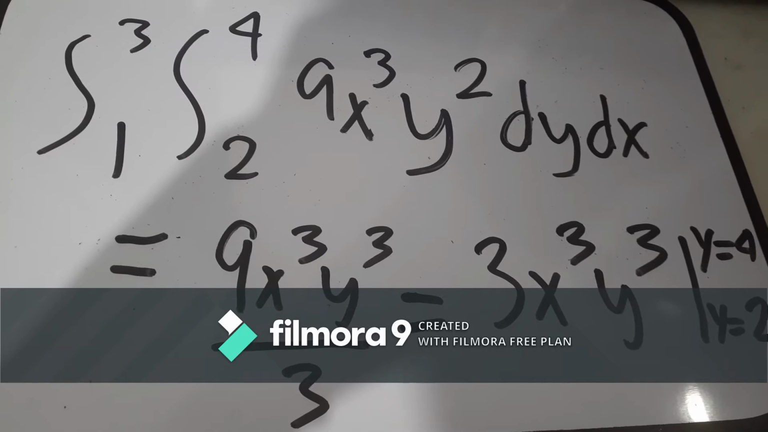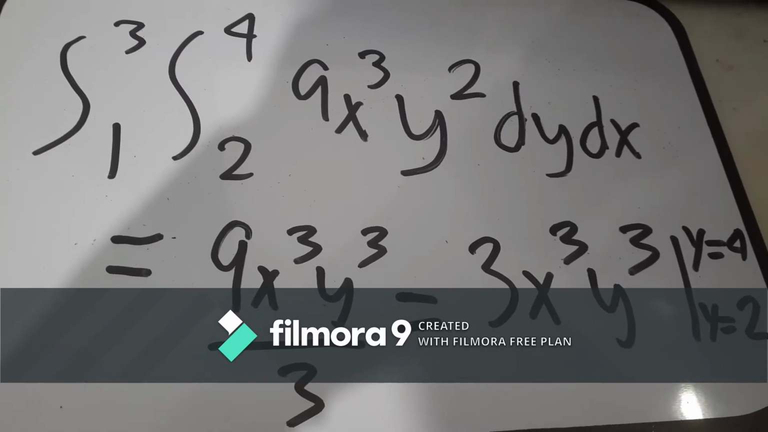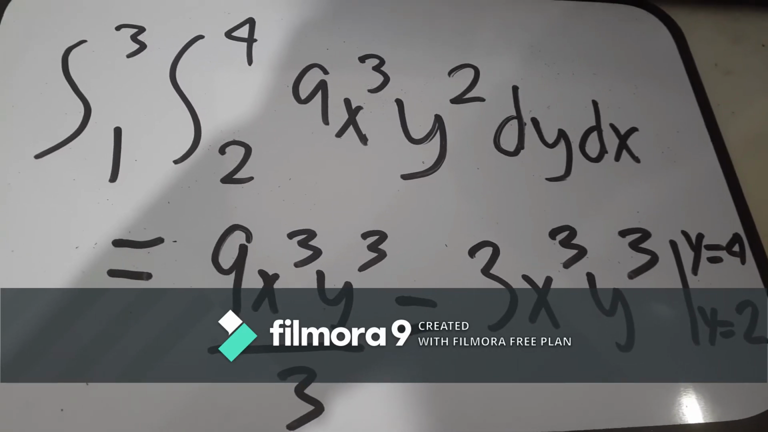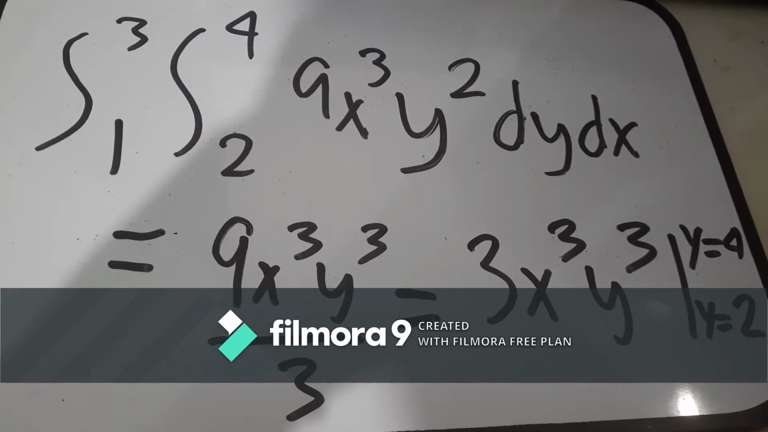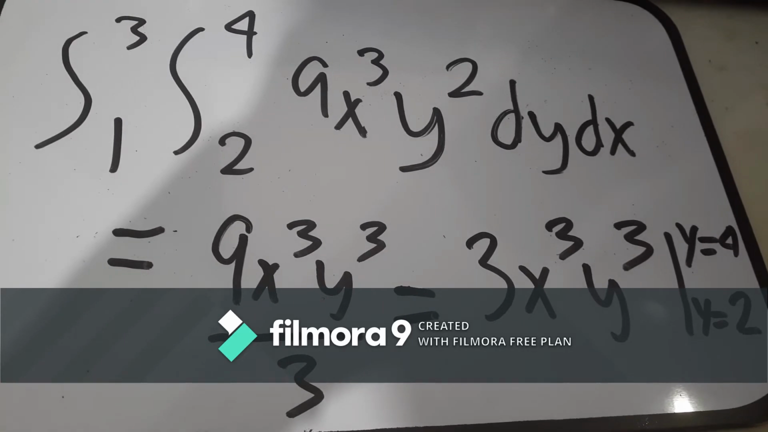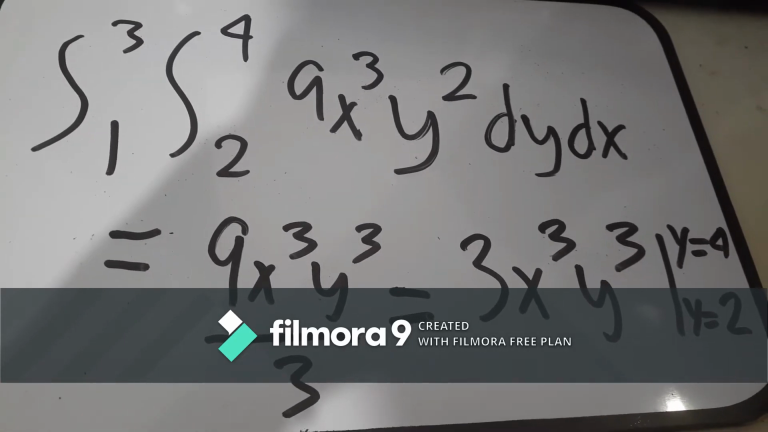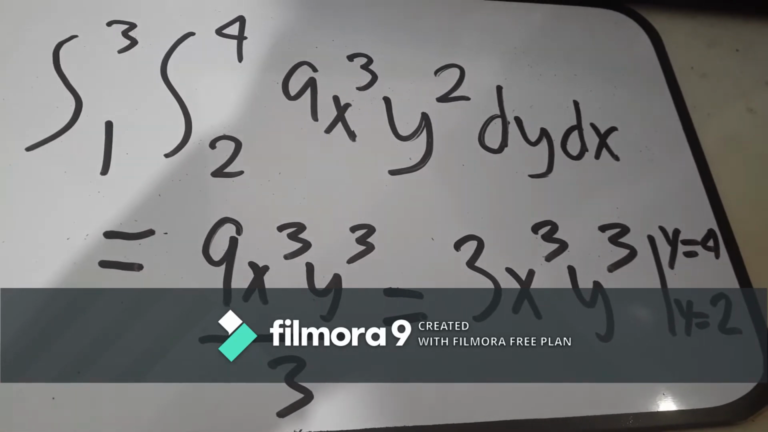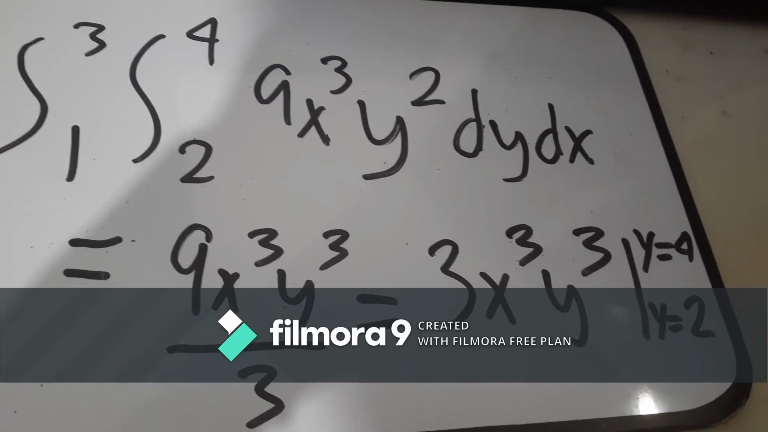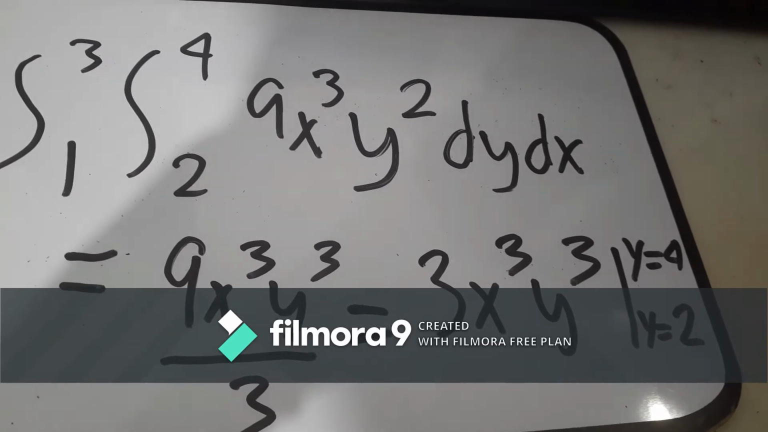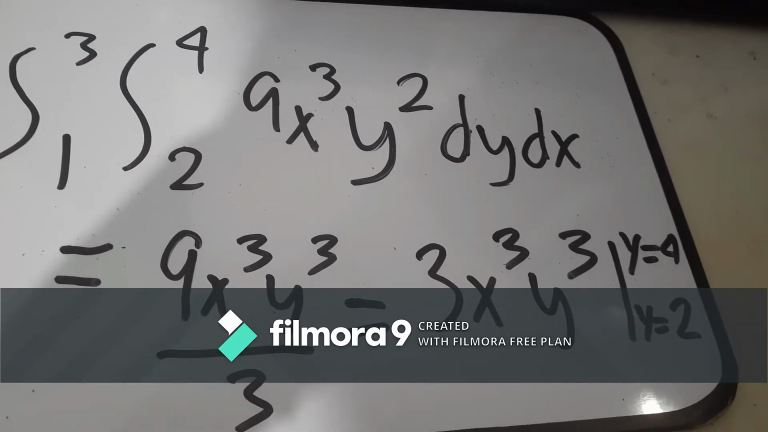And now, we have 9x to the third power y squared. And we all know we need to integrate this with respect to y. And we have 9x to the third power y to the third power over 3. And it will become 3x to the third power y to the third power. And now we need to plug in our limits in this expression.